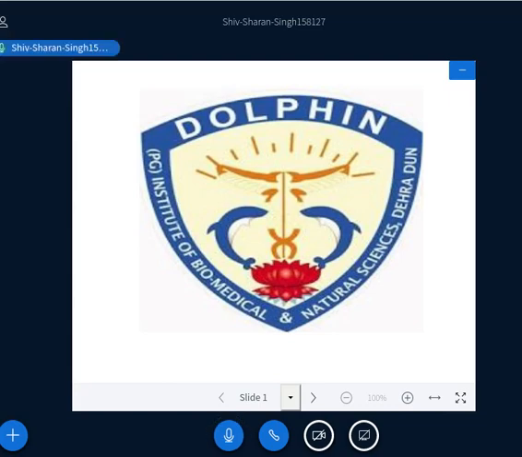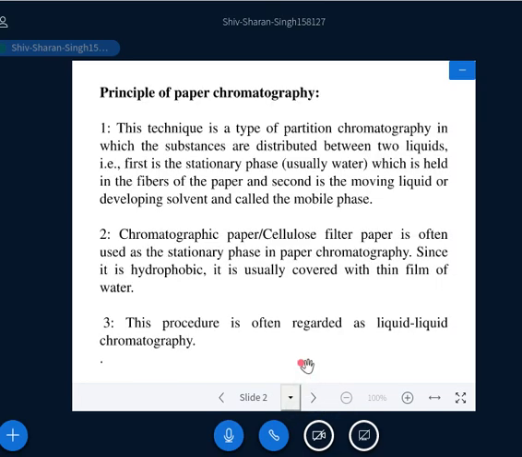Now the topic is paper chromatography. In this chromatography technique, we use paper for the separation of biomolecules. This technique is widely used in different fields for the separation of biomolecules from a mixture. The principle of this technique is given in some points.